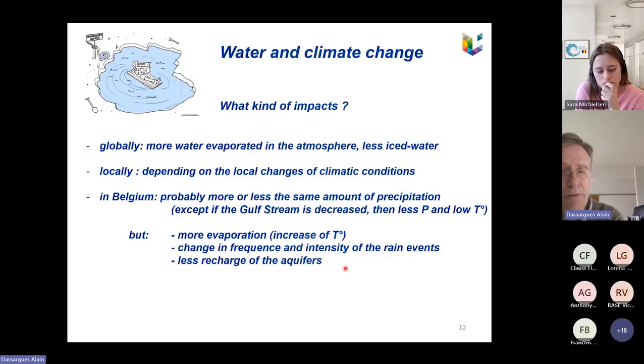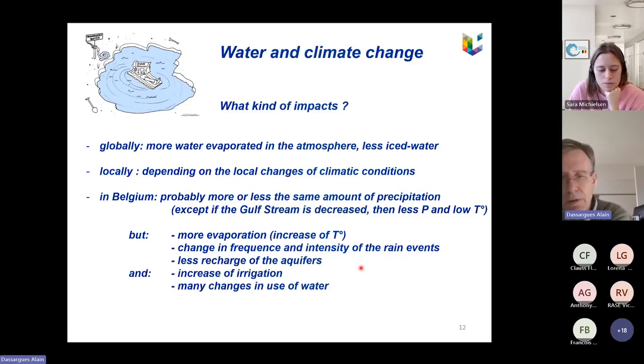So due to the increase of temperature, we will have changes in the frequency and intensity of the rain events, and we will have less recharge for the underground, for the aquifers. So it is a problem. And of course, besides that, the activities and the stress applied to our water resource will change, and probably we will have an increase of irrigation. That is, in fact, a huge danger for our water resources. And there will be many other changes in the use of water.